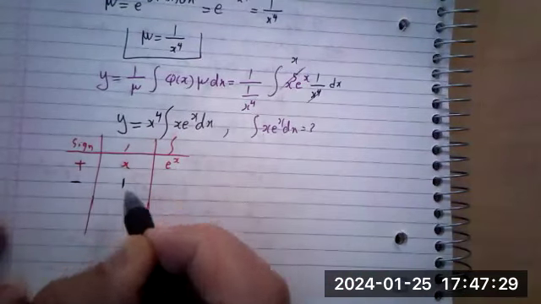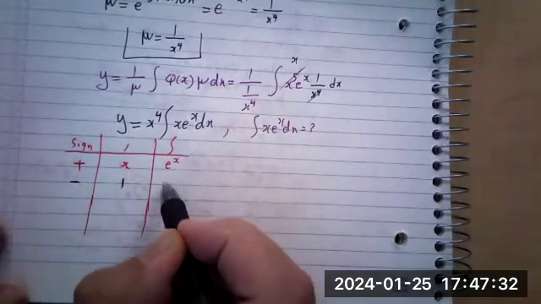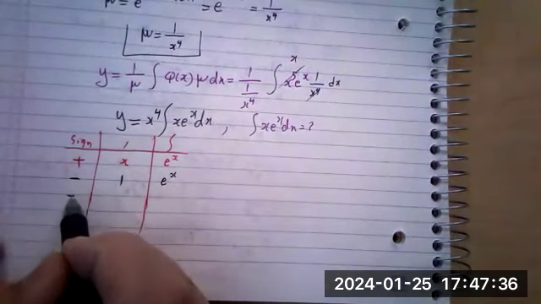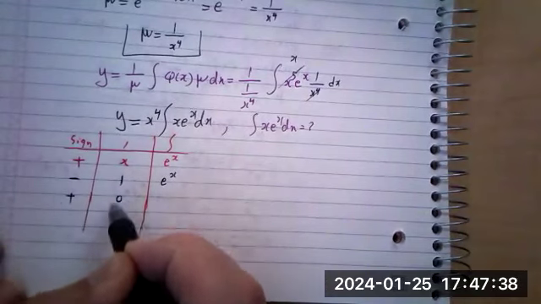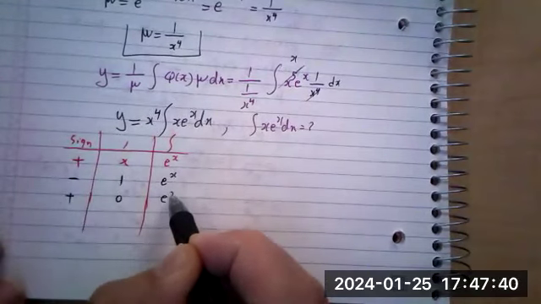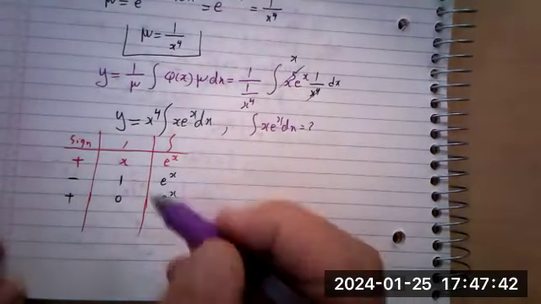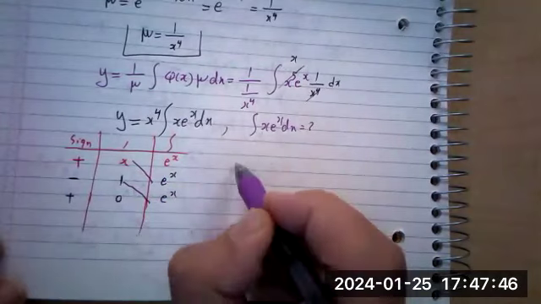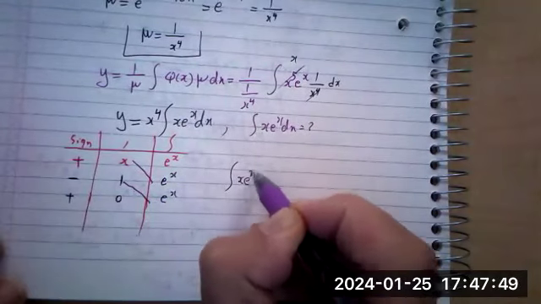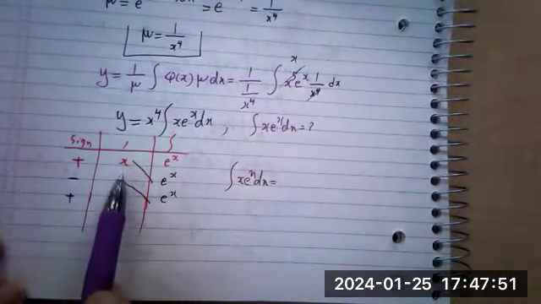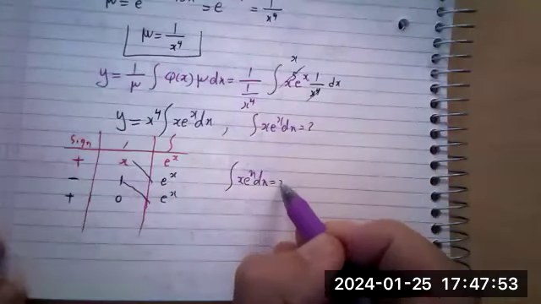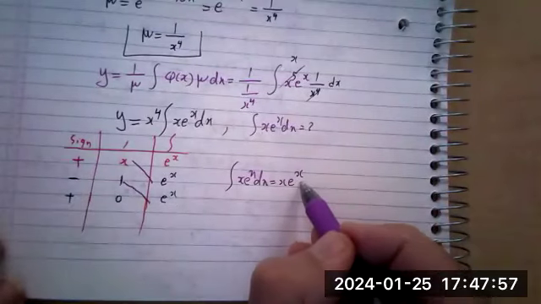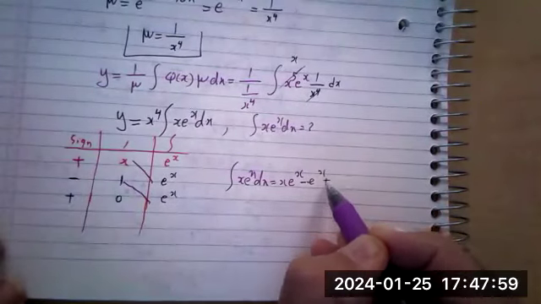The derivative of x would be 1. The integral of e to the x is just e to the x. We continue again, the negative sign would become positive. The derivative of 1 would be 0. The integral of e to the x is e to the x. Then the answer is collected by multiplying these together. So the integral of x e to the x dx is going to be equal to x e to the x minus e to the x, plus the constant.